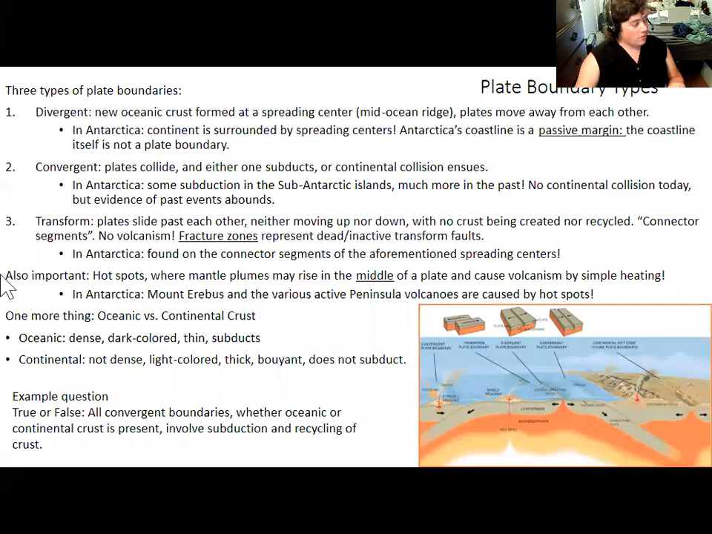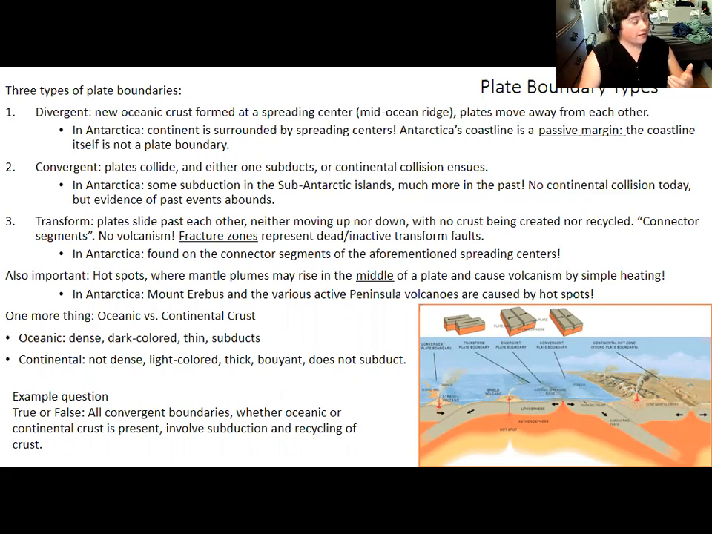So an example question on here, which I realize the answer is in here, but this is the kind of question you might see. True or false, all convergent boundaries, whether oceanic or continental crust is present, involve subduction and the recycling of crust. So would that be true or false? When you have two plates coming together, do you always have subduction?